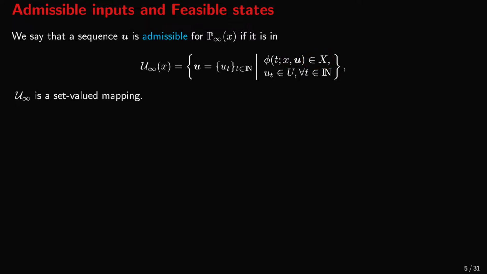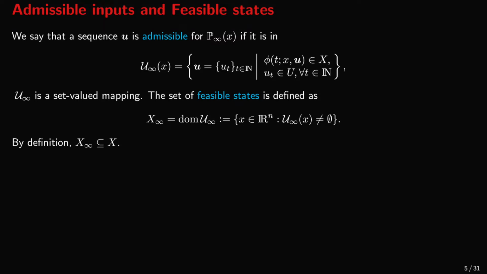U calligraphic infinity is a set-valued mapping. Next, we define the set of feasible states as the domain of U calligraphic infinity. That is, the set of all states such that the corresponding set of admissible sequences is non-empty. To put it differently, a state x is feasible if we can find at least one infinite sequence of control actions so that all constraints are satisfied. We denote this set by X infinity. Of course, by construction, X infinity is a subset of X.